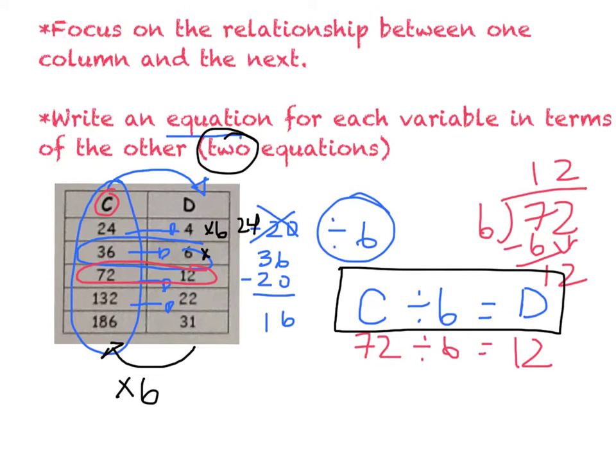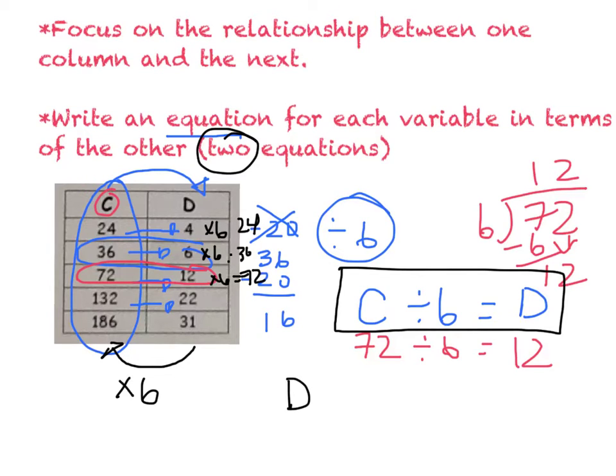If I do 6 times 6, I'm going to get 36. If I do 12 times 6, I'm going to get 72. And that pattern continues as I go on. So what I have to remember when I'm writing my second equation is this time I'm taking my D value and I'm multiplying by 6.